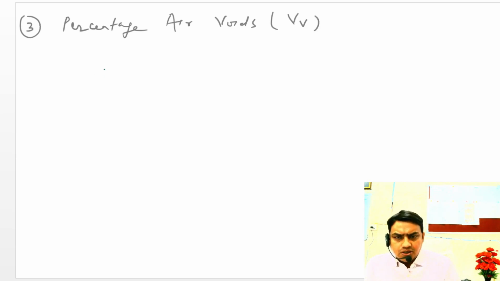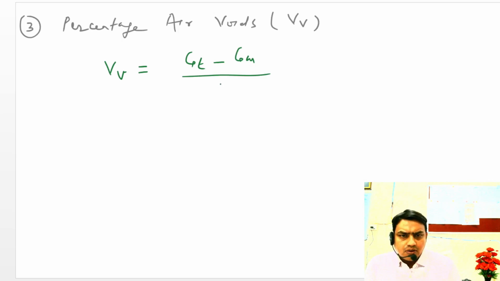Third term, that is percentage air voids. Percentage air voids denoted by VB. So percentage air voids can be computed in terms of GT minus GM by GT into 100.